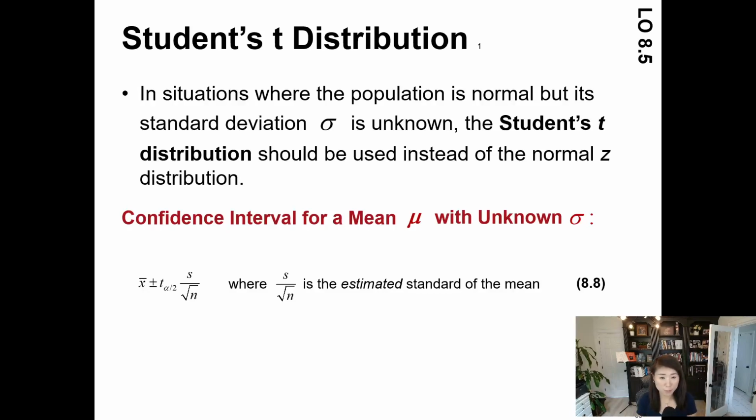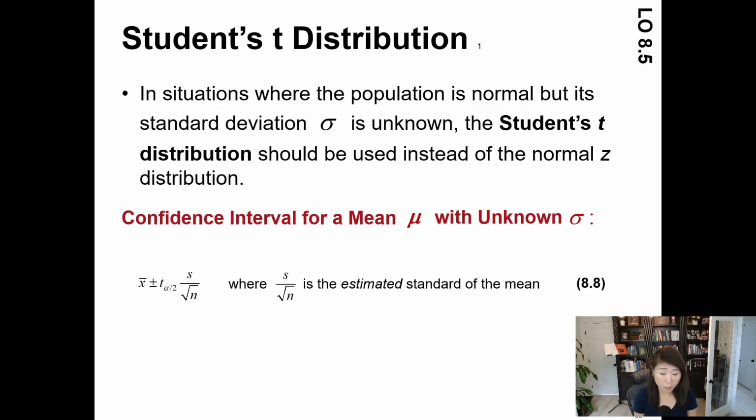Hello, in this video, we're going to move on to the second scenario to calculate the confidence interval for the mean. As you know, when we have a data set, we might only be given a sample. We will never know our population sigma. If that's the case, are we still able to figure out the confidence interval for our population mean? The answer is yes.